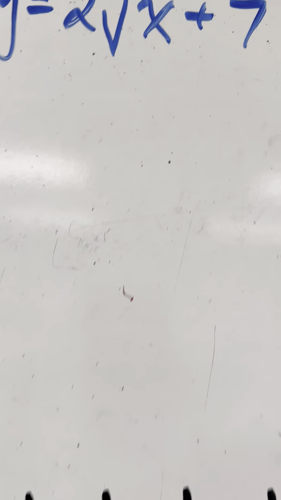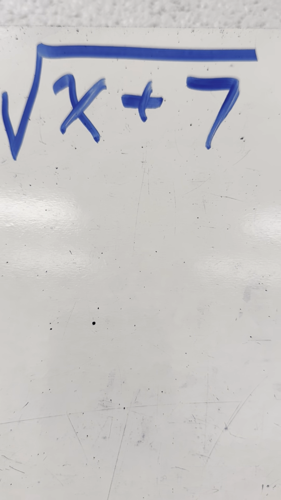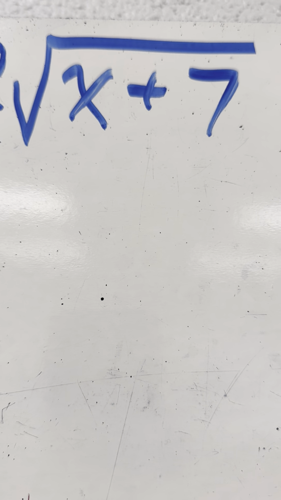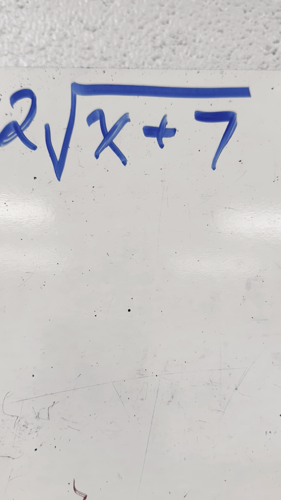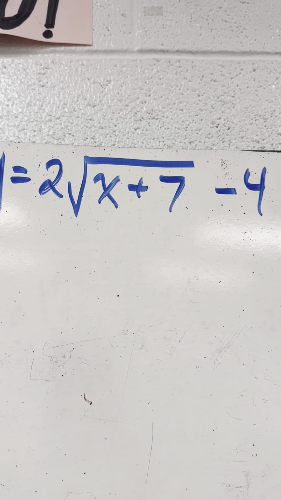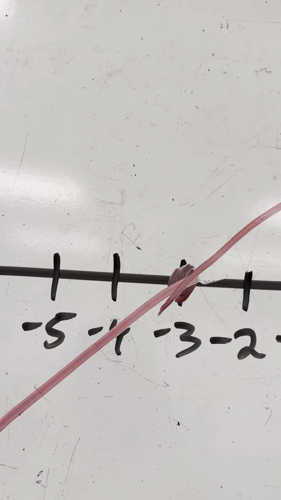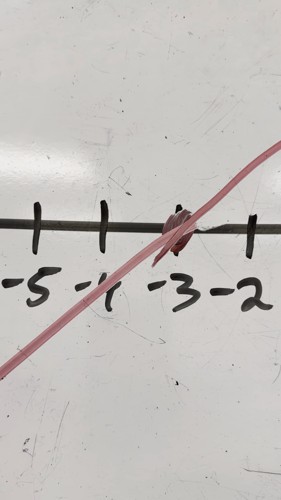Now I'm going to use negative 3. Negative 3 plus 7 is 4. The square root of 4 is 2. 2 times 2 is 4, and 4 minus 4 is 0. So I've got negative 3, 0.